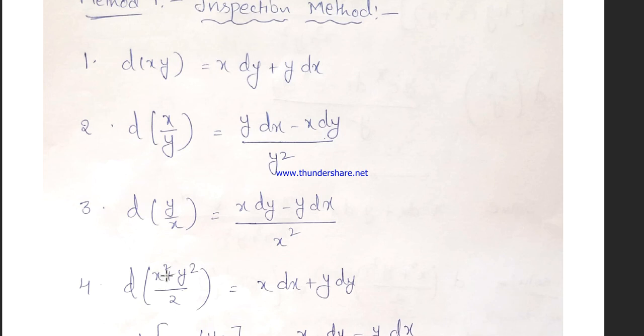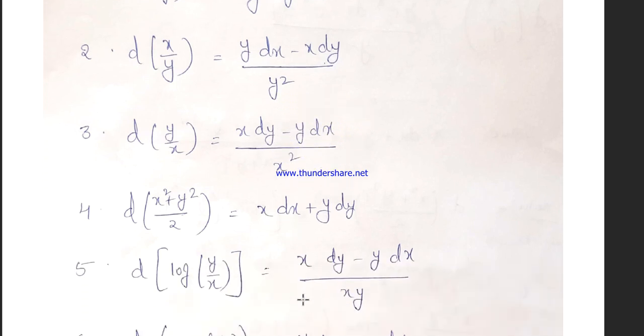Next, d of (x square plus y square) by 2. The derivative of x square plus y square is 2x dx plus 2y dy. But since 2 is in the denominator, the 2 cancels, giving x dx plus y dy. If you remember these formulas, or get an idea about these derivatives, then you can directly find the integrating factor for the given differential equation and make it an exact differential equation.